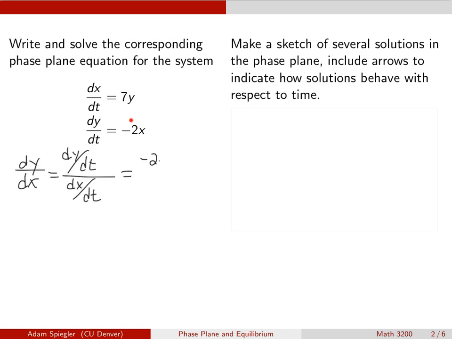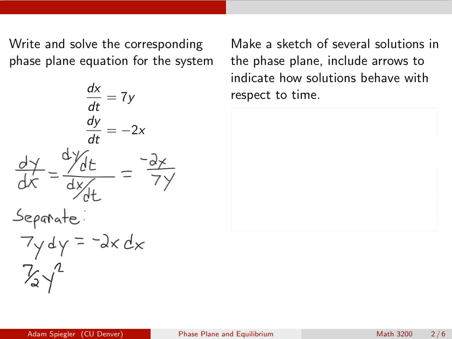On top, we have the equation for dy/dt, minus 2x, and on the bottom, we have the equation for dx/dt, which is 7y. Notice this is a separable differential equation, so we can bring the 7y to the other side. We have 7y dy on one side, and we bring the dx to the other side, which gives us minus 2x dx. Integrating both sides, on the left side we have 7/2 y squared, and on the right side we have minus x squared, plus an arbitrary constant c.